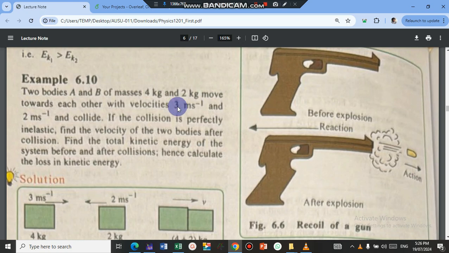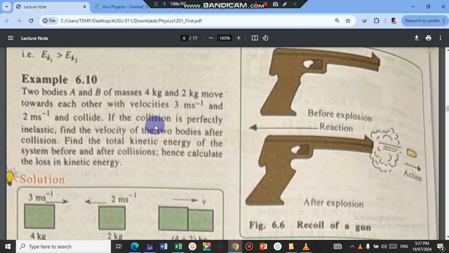In this video, we will see how problems are solved using collisions, conservation of momentum, conservation of energy, or otherwise. The first problem here says, this is example 6.10, two bodies A and B of masses 4 kilogram and 2 kilogram, meaning body A has a mass of 4 kilogram, body B has a mass of 2 kilogram. They move towards each other with velocities 3 meters per second and 2 meters per second and collide, meaning A has a velocity 3 meters per second, B has a velocity 2 meters per second, and they collide with each other.